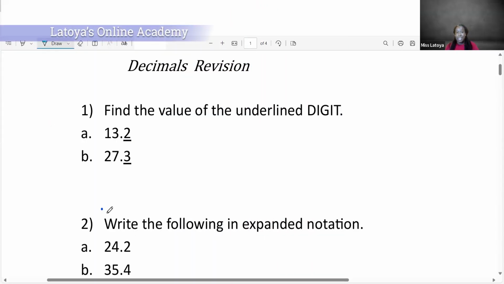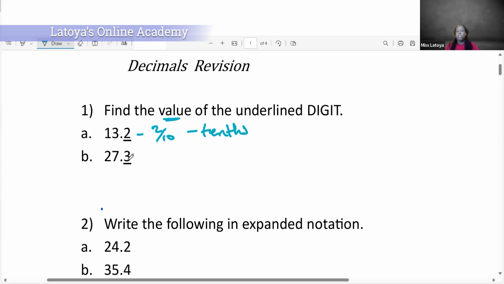Find the value of the underlined digit. Here we have 13.2, or 13 and 2 tenths. The question asks us to find the value. They didn't ask for place value. The value of this 2 is 2 tenths. If they asked for place value, then the place value would be tenths.